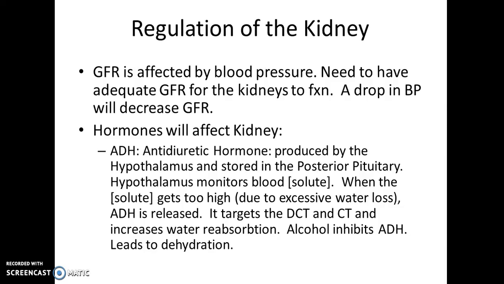ADH, which is called antidiuretic hormone, is produced by the hypothalamus in your brain and stored in the posterior pituitary, which is also in your brain. The hypothalamus is a major sensor of your body. It's an incredible gland, and it monitors the homeostasis of your body. It monitors blood solute concentration. When the solute gets too high due to excessive water loss, ADH is released and it targets the distal convoluted tubule and the collecting tubule, and it increases water absorption back into your body.